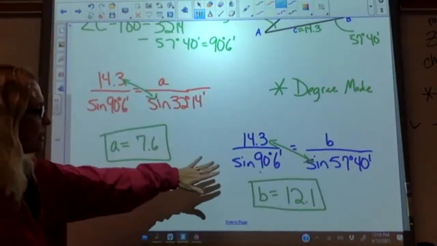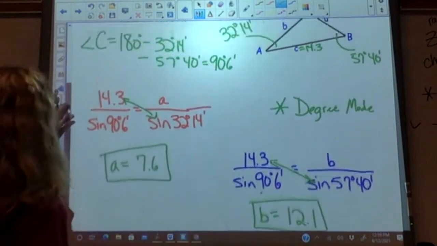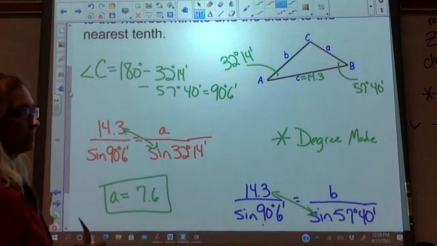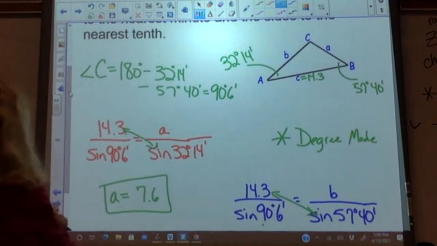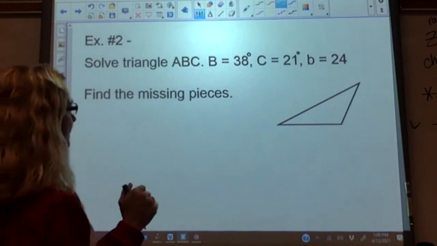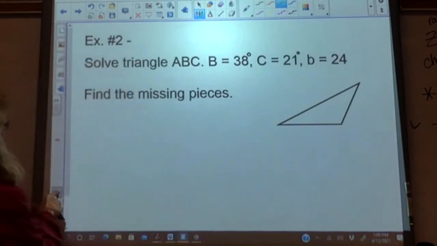And so now we have found these two missing sides, and we found the missing angle to start with. So we know all 6 measures of the triangle. All right, so here's one. I was going to go back and say something about this.